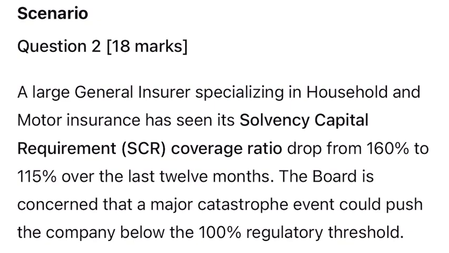2. Internal model versus standard formula. This is about whether the company uses the regulator's one-size-fits-all math or builds its own custom bespoke calculator to determine how much capital it needs. 3. Capital management. We are looking at emergency levers the board can pull to fix their financial ratio before the regulator, the PRA, steps in.